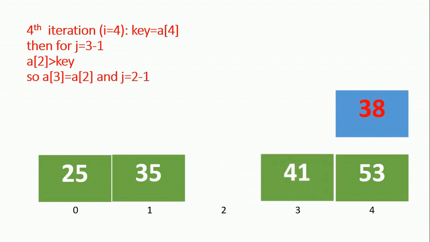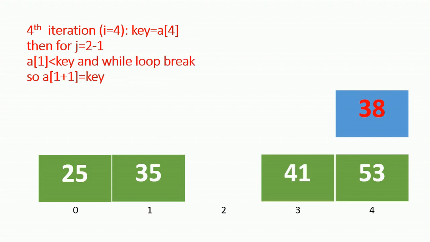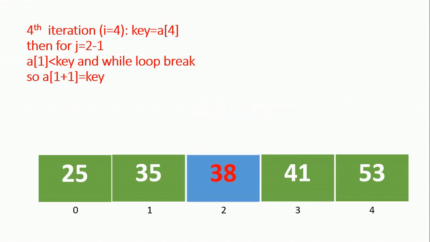Again the j loop decreases by 1, that is 1. Now for j equals 1, a1 is less than key. Then the while loop breaks. So key is placed at a2. Then the array is sorted.